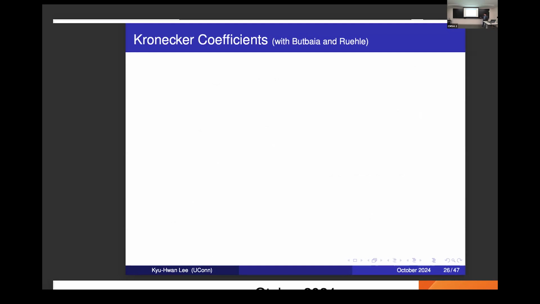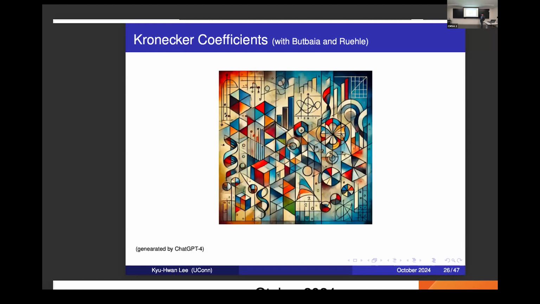So, Kronecker coefficients. It's a collaboration with Giorgi Gutbaya and Fabian Goya. Unlike the murmuration, there was no canonical picture associated with the Kronecker coefficients, but I wanted to have a picture. So I asked ChatGPT to create a picture related to Kronecker coefficients. This was the picture. Do you see some Kronecker coefficients? It seems appropriate somehow. Yeah, I like it.